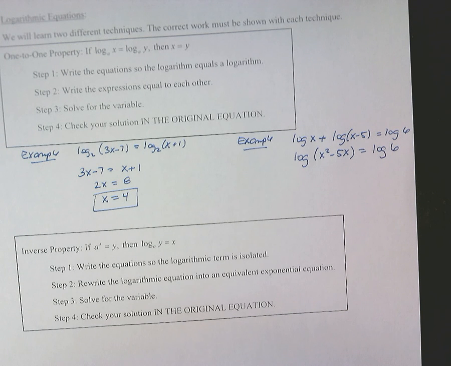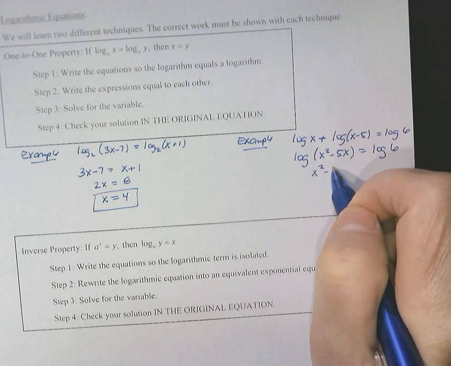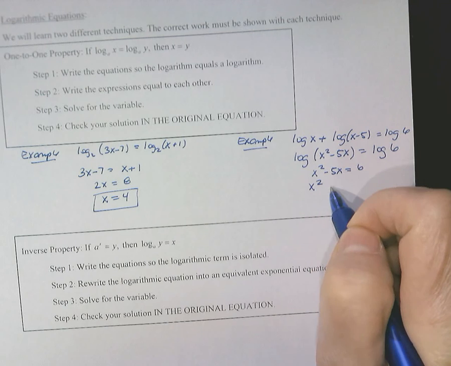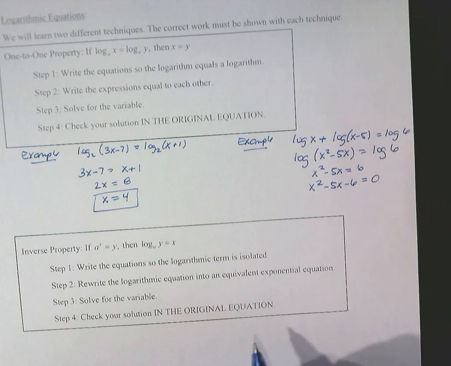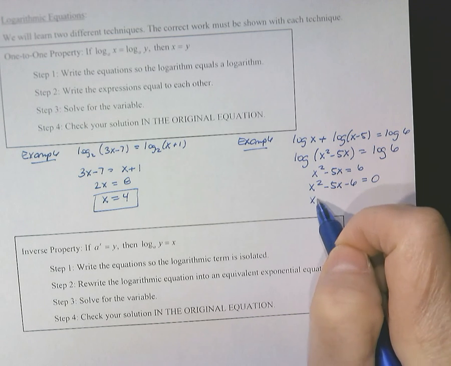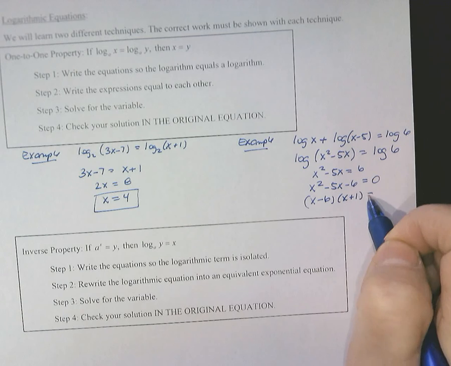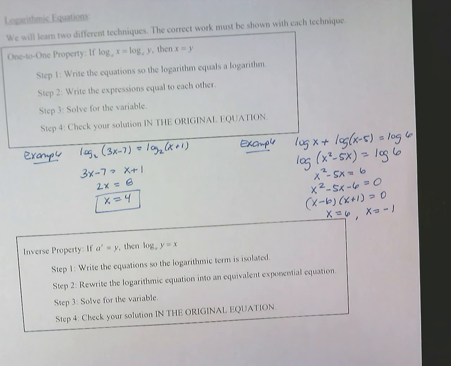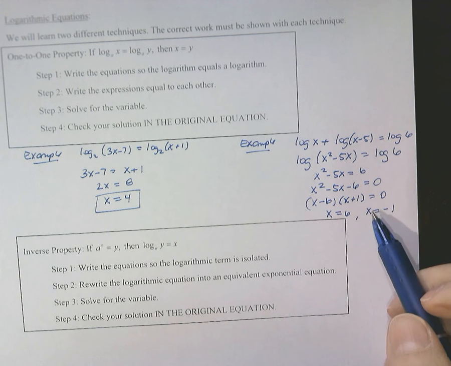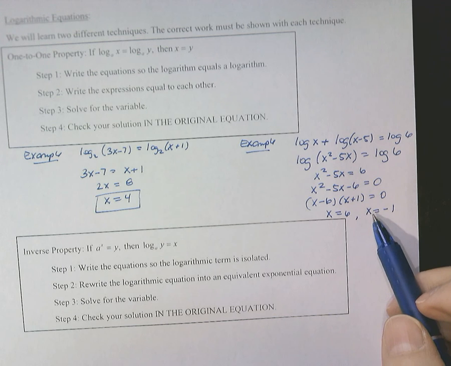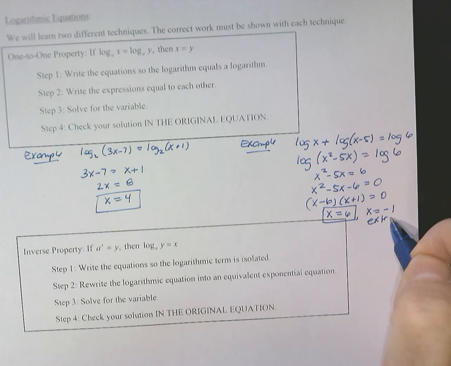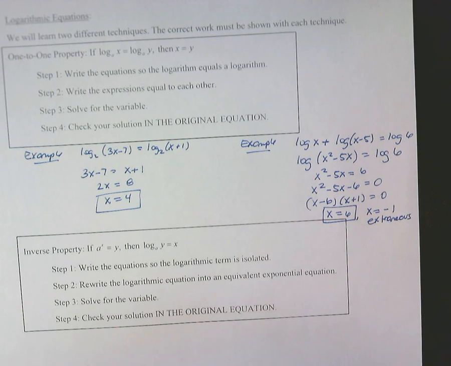Now I can do the one-to-one property. So I have x squared minus 5x equals 6. This is a quadratic, so I'm going to set it equal to 0. And that's important. You have to show that you're setting it equal to 0. This is going to factor. So I get x is equal to 6, and I get x is equal to negative 1. When I check these back in the original equation, negative 1 will not work. So the only answer I have is x equals 6. Negative 1 is an extraneous solution.